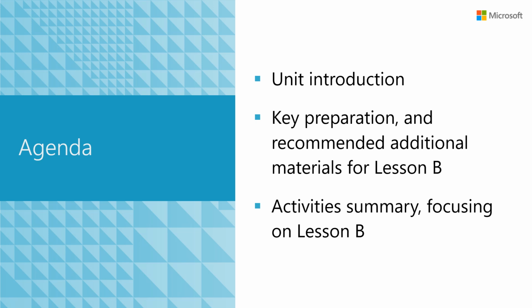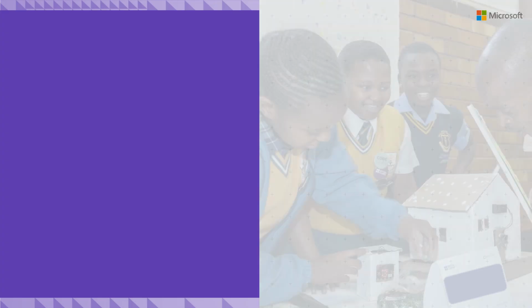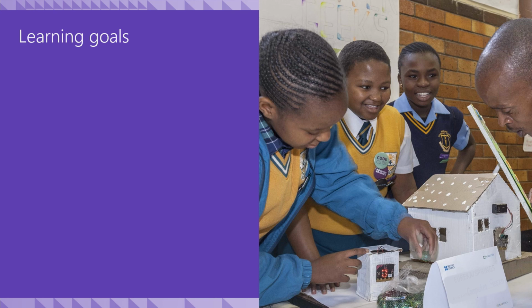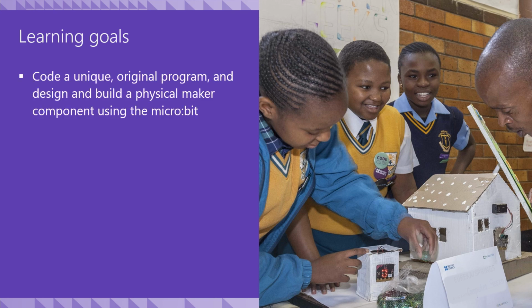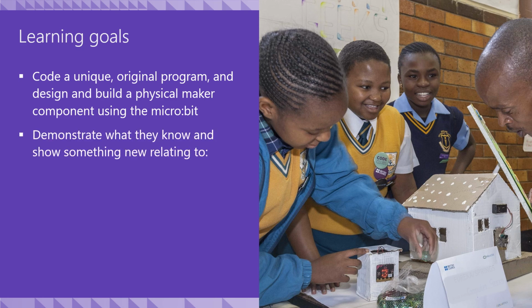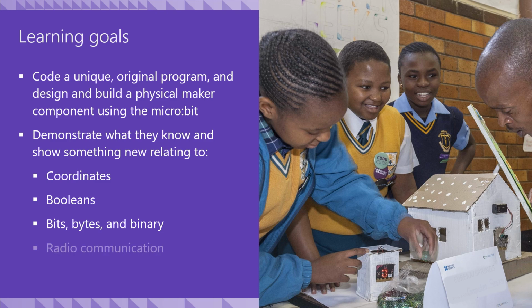Now, it'll be helpful to have the unit materials open as you watch so you can pause to look at them in more detail. So during this unit, students will code a unique original program and design and build a physical maker component that uses the microbit in some way. They'll demonstrate what they know and something new relating to at least one of the concepts of Units 7 through 12. So coordinates, booleans, bits, bytes, and binary, radio communication, arrays, and finally the accelerometer.